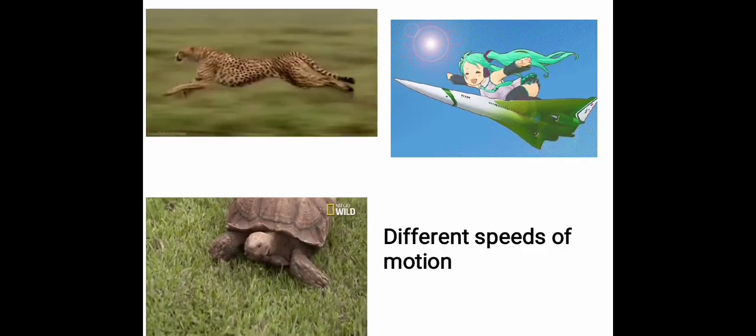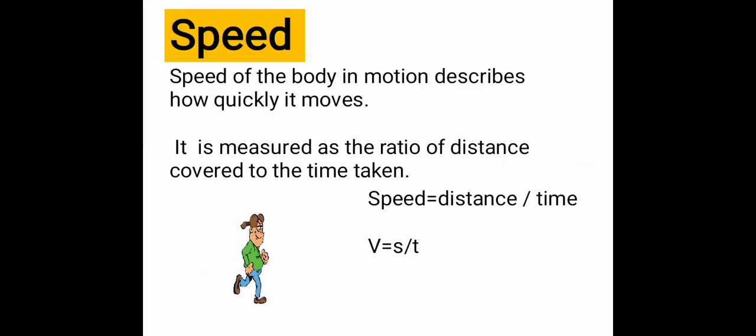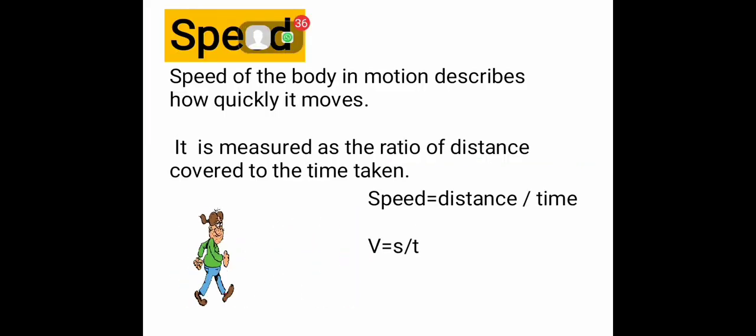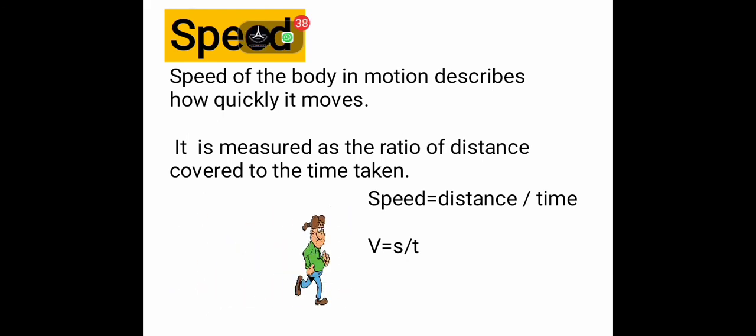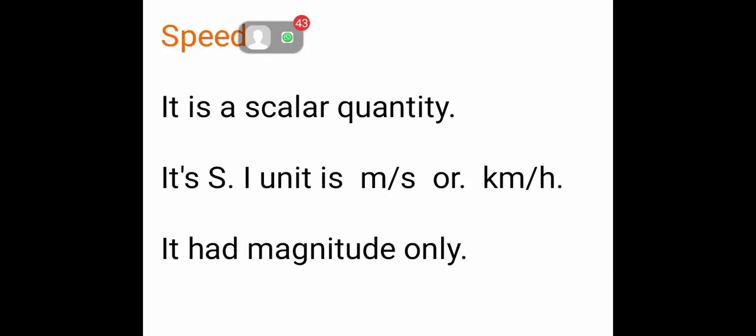So now we are going to learn about speed. The speed of a body in motion describes how quickly it moves. Next, it is measured as the ratio of distance covered to the time taken. So speed is given as distance by time. Now, speed is a scalar quantity because it describes only the numerical value and not the direction in which the object moves. So it is a scalar quantity.